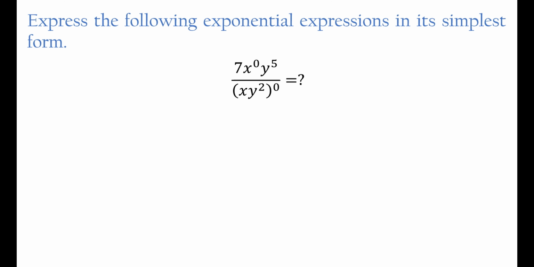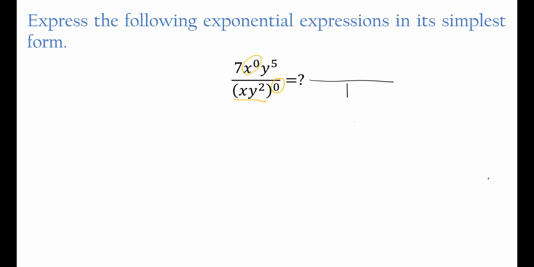Lastly, 7x raised to 0, y raised to 5 divided by the quantity of x, y squared raised to 0. Again, notice that the denominator is raised to an exponent 0. Therefore, we can simplify the denominator as 1, applying the rule for zero exponents. And there is a number x raised to 0 which can also be simplified to 1.